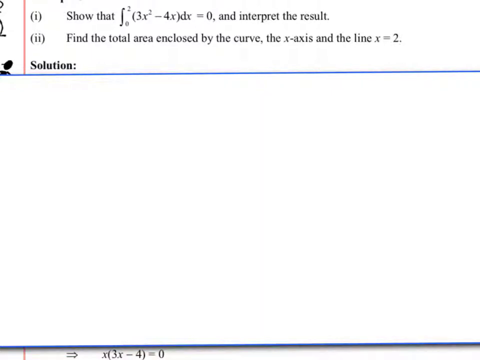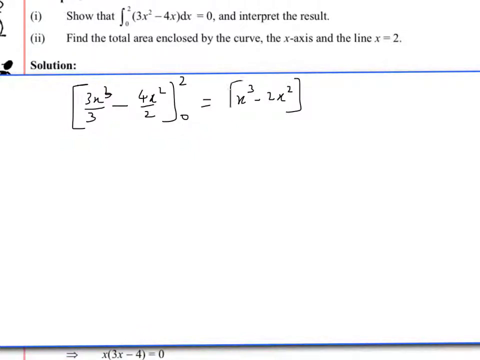Right, let's integrate this function 3x squared take away 4x, between 2 and 0, and we're going to show it gives us 0. So if we integrate it, we raise the power by 1, so you get 3x cubed divided by 3 minus 4x squared divided by 2, with our limits 2 and 0, and that gives us x cubed take away 2x squared. If we substitute the 2 in, we get 2 cubed, which is 8, take away 2 squared, which is 4, times 2, which is 8, and we get 0.